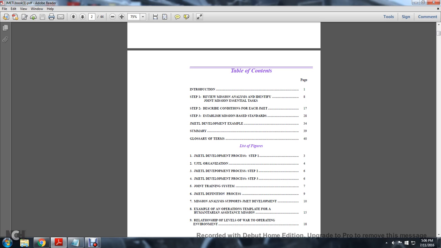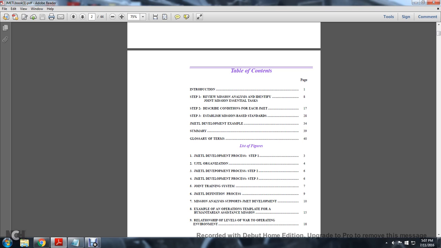Step one, the organization GMT development process. Step two, joint mission essential task list. Step three, joint training system. Joint military joint mission essential task list definition process.